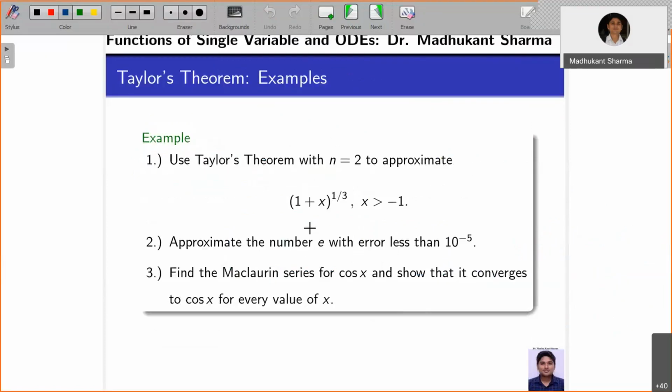So these examples are going to be shown. Okay, maybe I will supply some PDF file for this example.